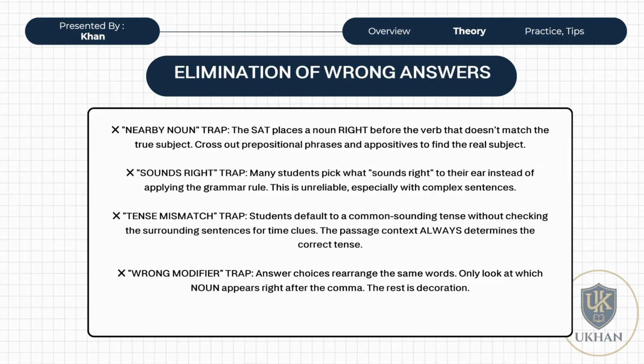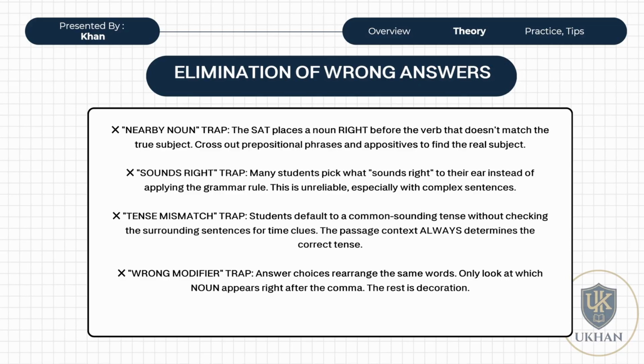Trap number 2 is the sounds-right trap. So many students will just choose whatever sounds right. This is unreliable, especially with complex academic sentences and hard questions. There will be many phrases and sentences and words that you've never actually heard in real life, and so your instinct will not be as refined as with easy or medium questions. So refer to the rule if you can, and if you can't, then you might just have to fall back on your ears and determine then.